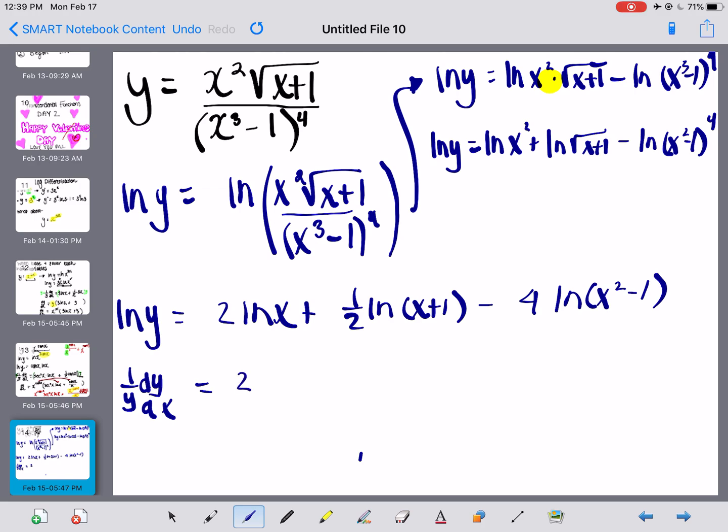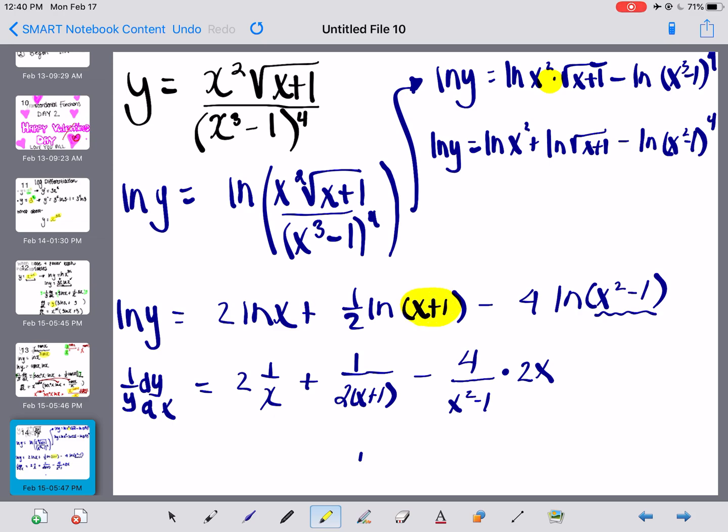equals 2 times 1 over x plus 1/2 x plus 1 minus 4 times 1 over x squared minus 1, or yeah, let's write it like that, multiplied by the derivative of the inside, which is 2x. Remember, when we take the derivative of the inside here, it's just 1, so nothing shows up. Same with this x.